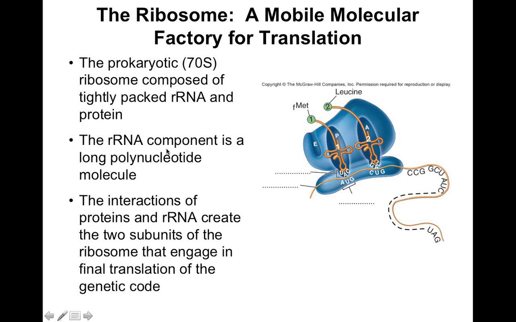So the RNA component is a long polynucleotide molecule, but it's very, very large. But again, it has to be made out of RNA, because if the ribosome was made out of protein, and the ribosome is the only thing that can make protein, it obviously can't make itself, so you run into problems. And the interactions of the protein and RNA create the two subunits of the ribosome that engages in the final translation of genetic code. So you have two subunits, the large subunit and the small subunit. The mRNA segment right here will kind of bind in between.